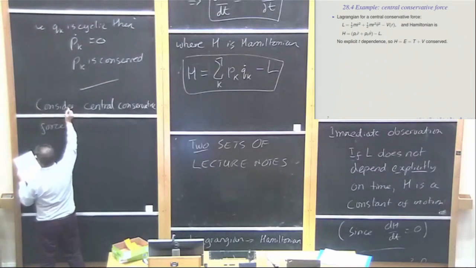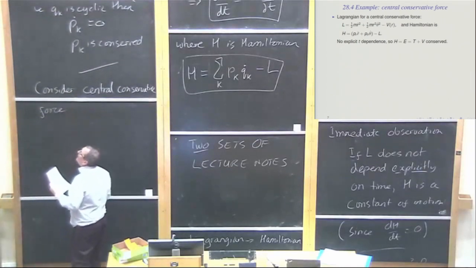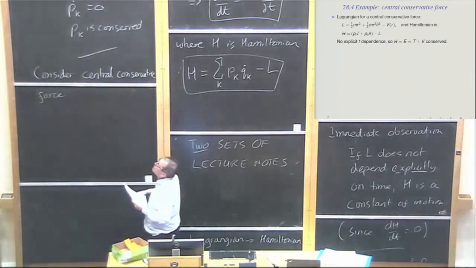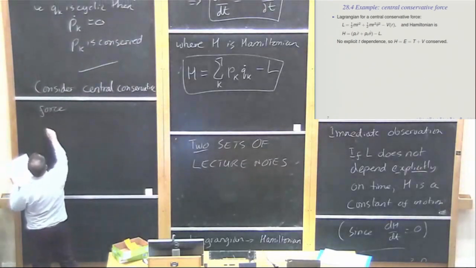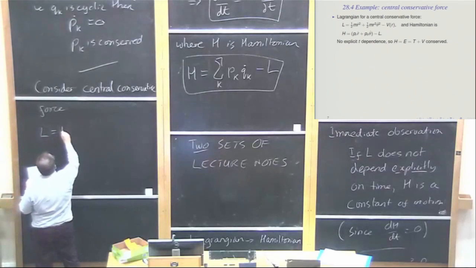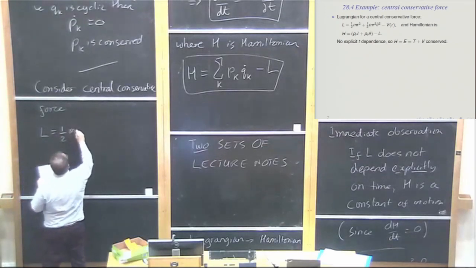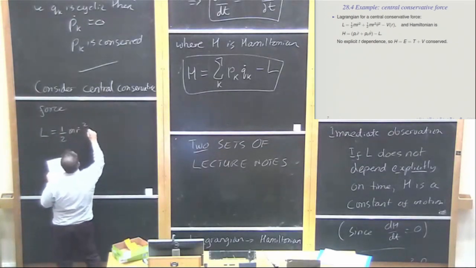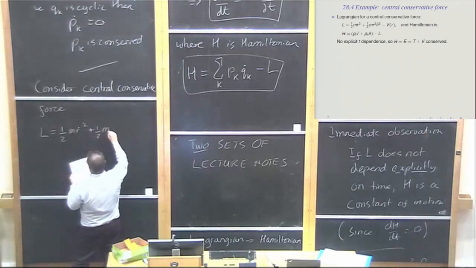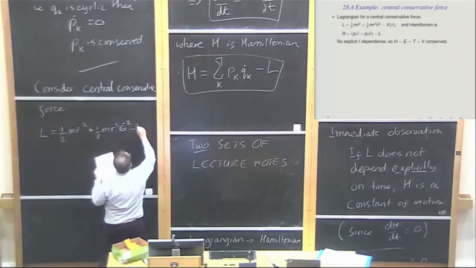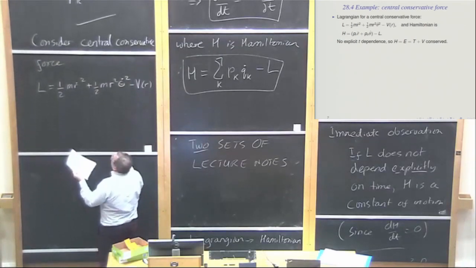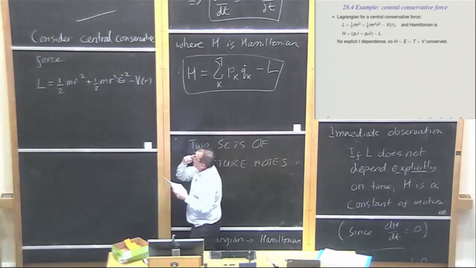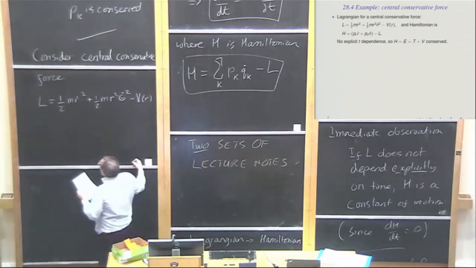Okay, so we've done all the heavy lifting in terms of the partial differentiation now. Everything should be nice. So the Lagrangian for such a force, we've written this many times, it's a half m r dot squared plus a half m r squared theta dot squared minus V, which is a function of r. So that's the Lagrangian. What about the Hamiltonian?